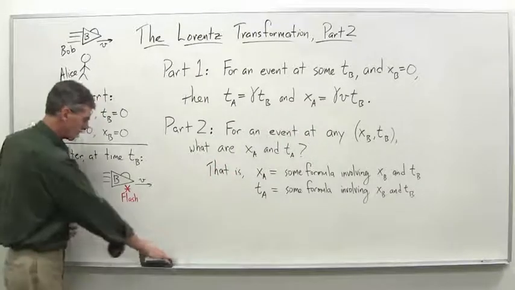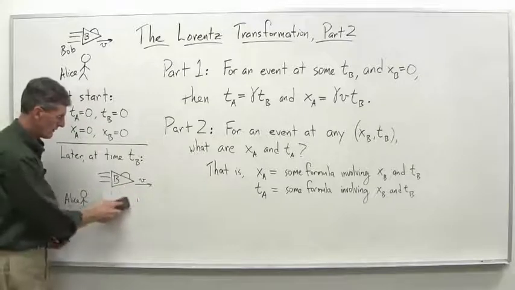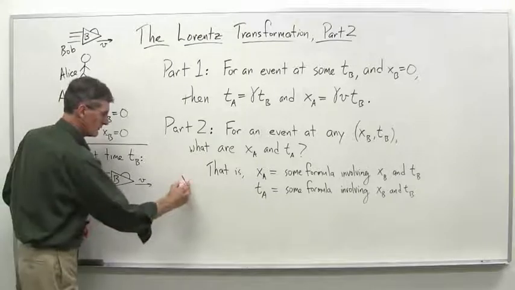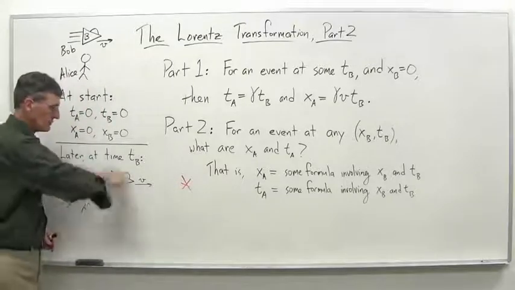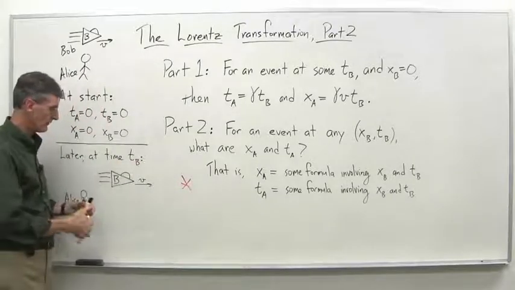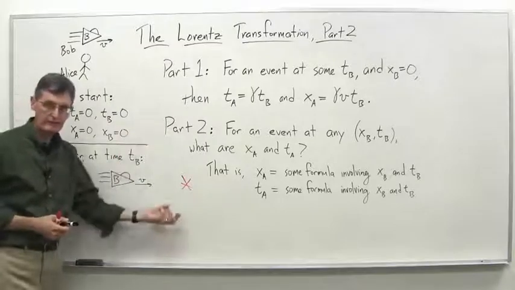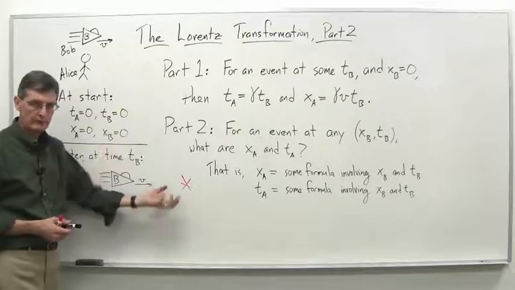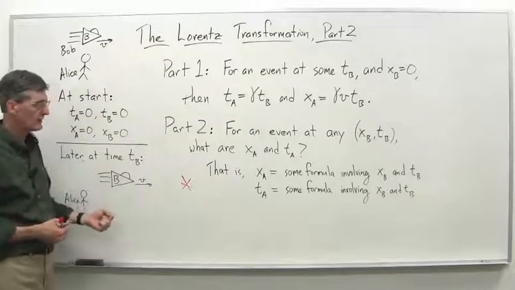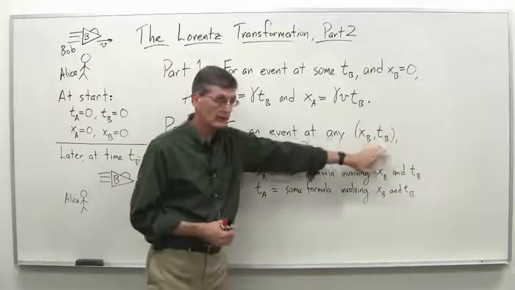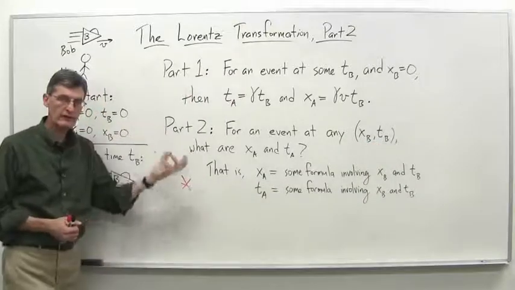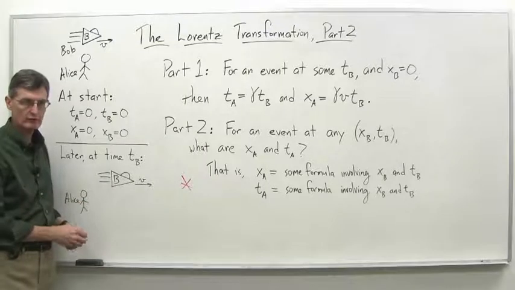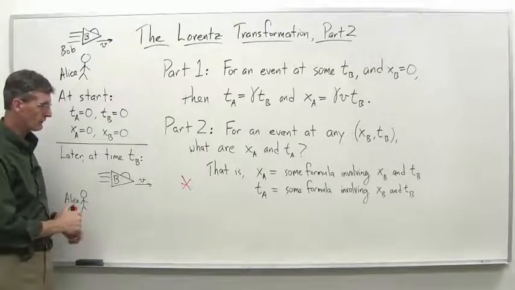Now, instead of having the flash right there, we'd like to have a flash occur any place in terms of Bob's system that he measures. And he says, hey, I saw a flash of light, an event, something occurred at x_B equals something or other, and time something or other by my lattice of clocks. In other words, some x_B, t_B. And we'd like to find out, for Alice, what would be the x location of that, and what would be the time showing on her lattice of clocks.